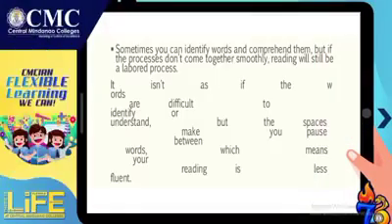Sometimes you can identify words and comprehend them, but if the processes don't come together smoothly, reading will still be a labored process. Just like this example. It's so confusing, right?